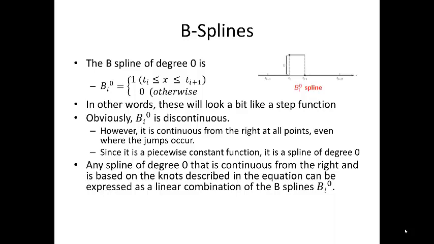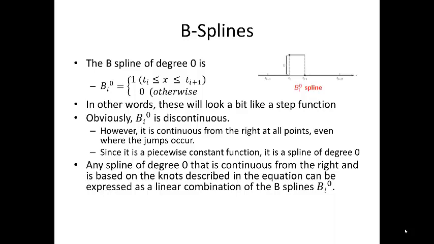However, it is continuous from the right at all points, even where the jump occurs. And since it's a piecewise constant function, it's a spline of degree 0. Any spline of degree 0 that is continuous from the right and is based on the knots described in the equation can be expressed as a linear combination of the B-splines B_i^0.